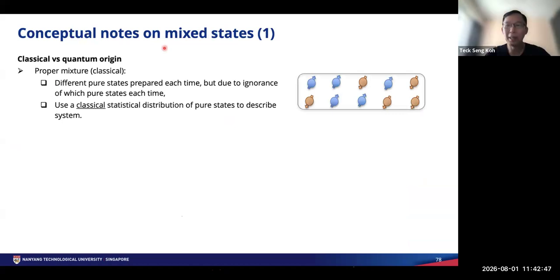So I will try and tie that in with Schrodinger's cat soon. But first, I want to talk about the classical and quantum origin of mixed states. We had this picture just now of a mixed state, and we say, think about a mixed state as a statistical mixture of pure states, due to ignorance about which state is in what particle, right? We use the density matrix idea to describe it.